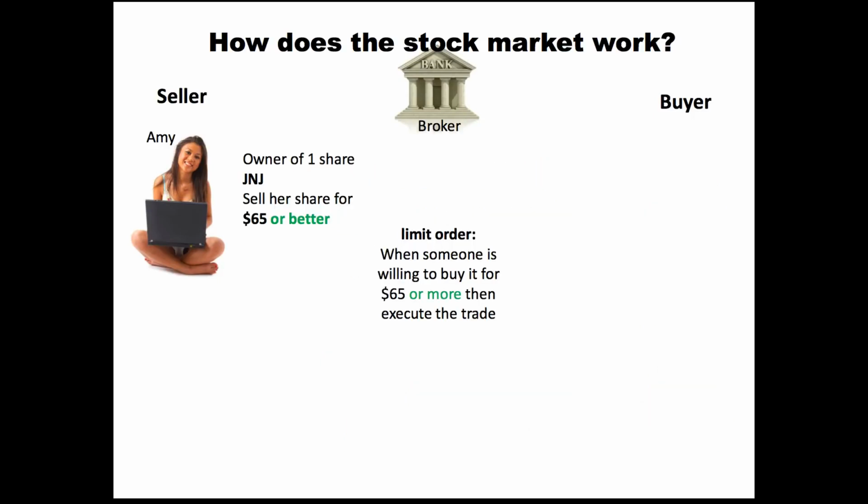So let me show you what a limit order is. What we just talked about was a stop order. Now a limit order is that, let's go back to Amy, and let's start over again. Amy wants to sell her share for $65 or better. So if the price is $65, she's going to sell it. If the price is $65.10, she wants to sell it. So as long as that price is higher than the $65, Amy wants to sell her share.